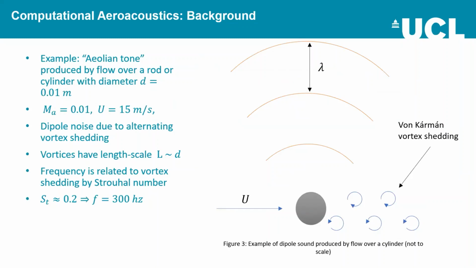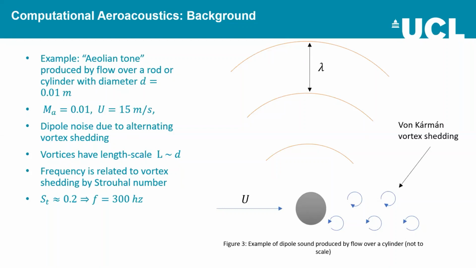A very well-known example is the Aeolian tone, first identified in ancient Greece. This is the sound produced by the flow over a rod or a wire. I've got a numerical study here, just a thought exercise more than anything. If we have a diameter of a centimetre and a very low Mach number of 0.01, this would be very typical of a hydrodynamic application. Here we've got a velocity of, say, 15 metres per second.